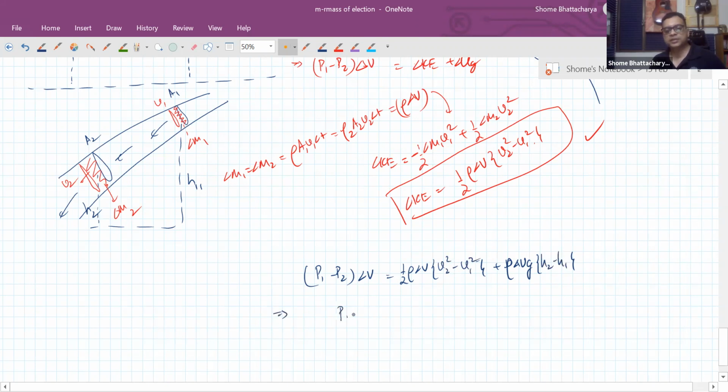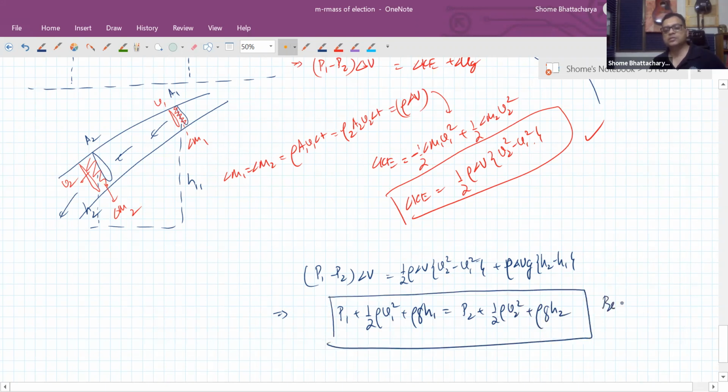So we get this relation that P1 plus half rho v1 square plus rho g h1 is equal to P2 plus half rho v2 square plus rho g h2. This, as you know, is called Bernoulli's equation. We can relate any 2 points like this inside a liquid. So the sum of P plus half rho v square plus rho g h is constant within a flowing liquid as long as it's an ideal fluid in steady flow. That's another way of expressing Bernoulli's equation.